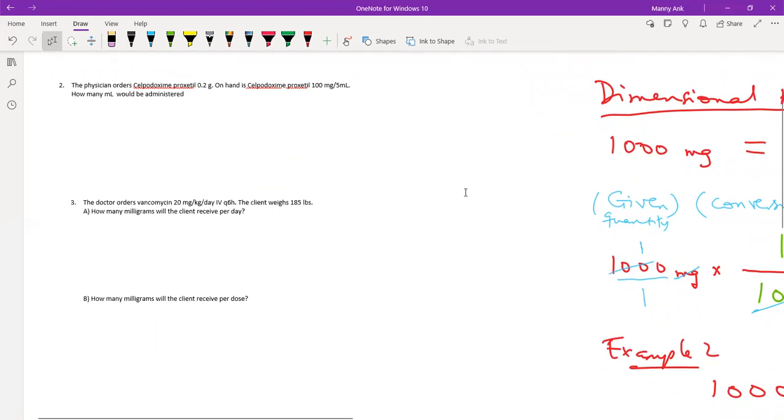All right, let's look at the next question. The physician orders sapodozine, Prozital, 0.2 grams. On hand is 100 milligrams per 5 ml of the medication. How many ml would be administered?